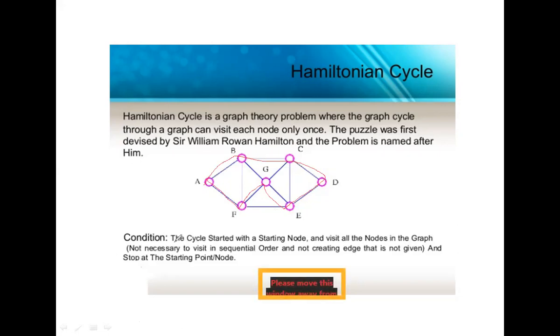The condition is that the cycle starts with a starting node. We start here at A, visit all the nodes in the graph, and stop at the starting point. So we must identify the starting node, then travel the graph and come back to the starting node. We have to find how many cycles there are in the graph. That is our Hamiltonian cycle.